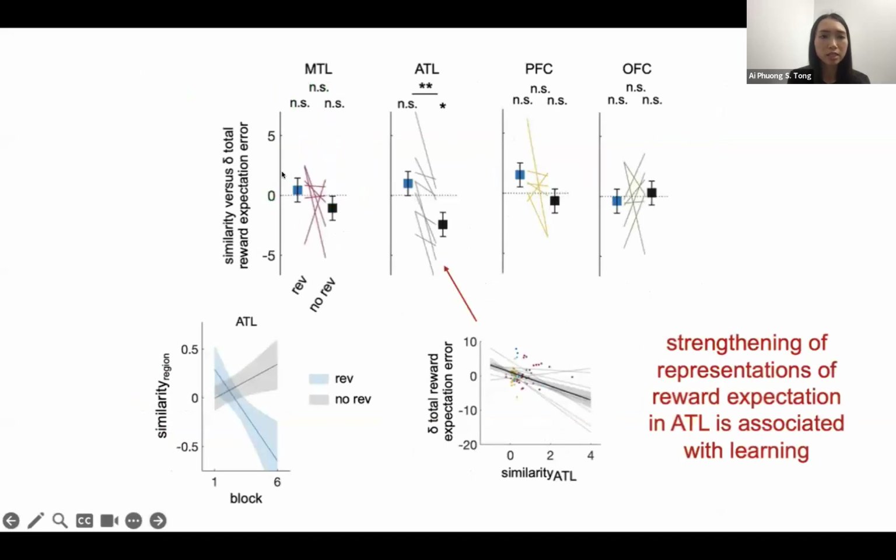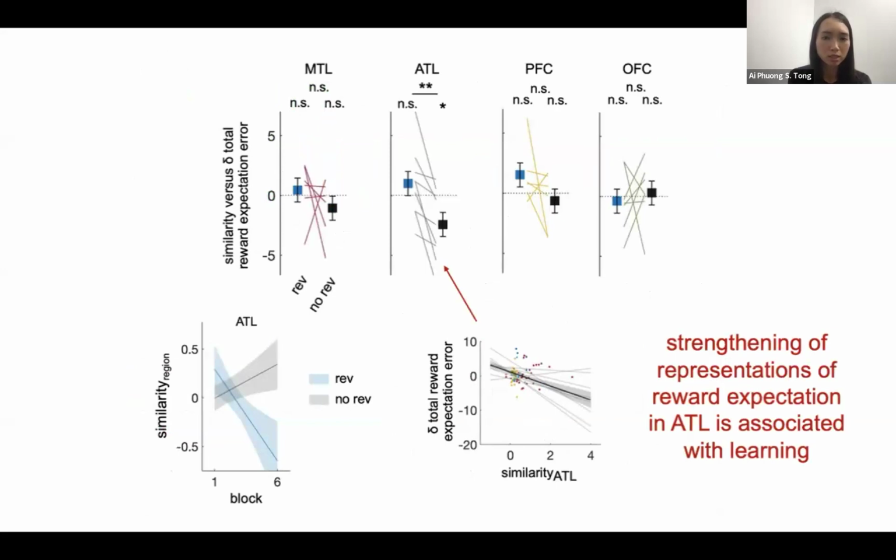And we then investigated how these representations change over time and the extent to which it relates to learning, as measured by decreases in the change in total reward expectation error. So what we found was that the reuse of representations, or similarity in representations, in ATL increases with learning over blocks. And so this might suggest that strengthening of representations in a separate region in ATL affects downstream processes that control behavioral responses.